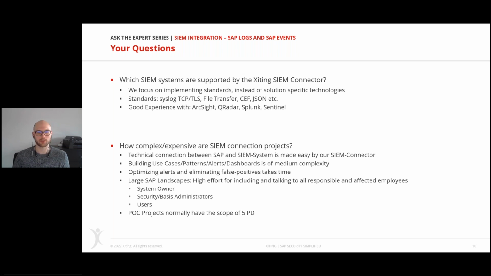And again, what I can say is that we often do POC projects, which normally have the scope of 5 person days. So if you use a partner software which does the technical job for you, then building up the technical connection and getting the logs into the SIEM system is really fast. You don't have to put in much effort to build up the technical connection.